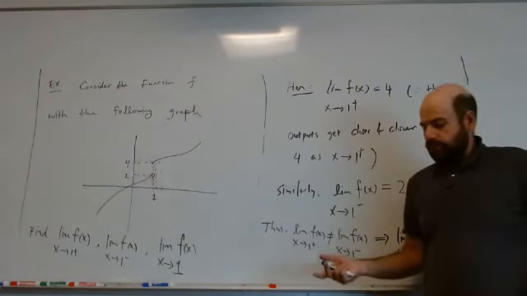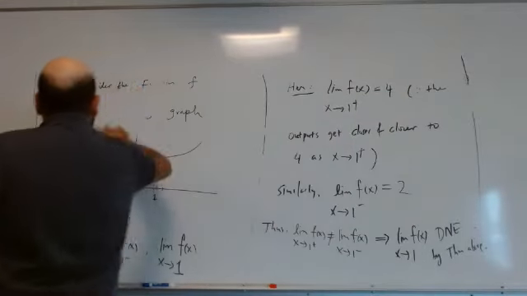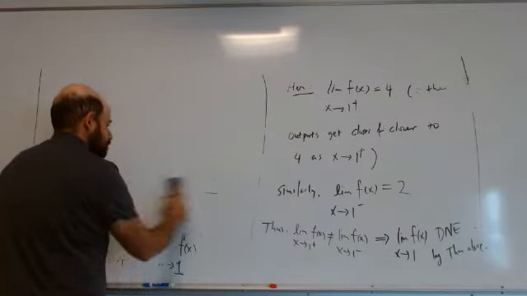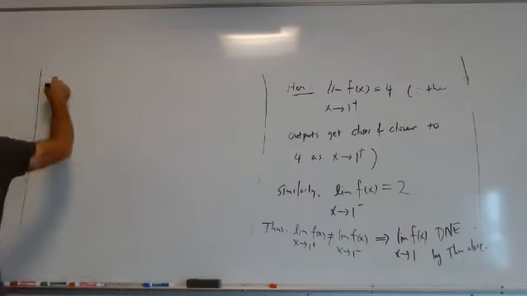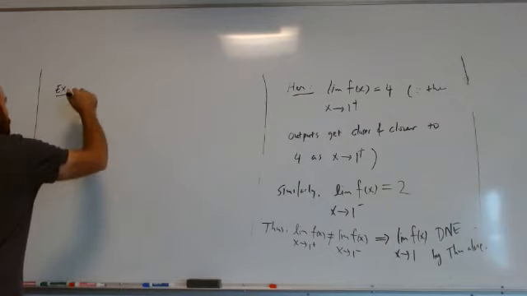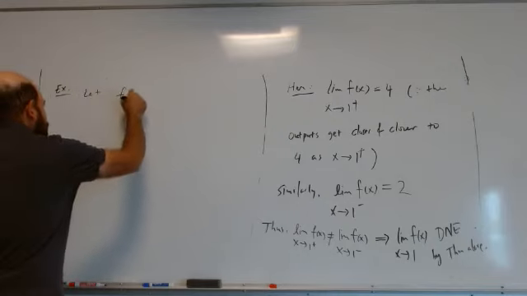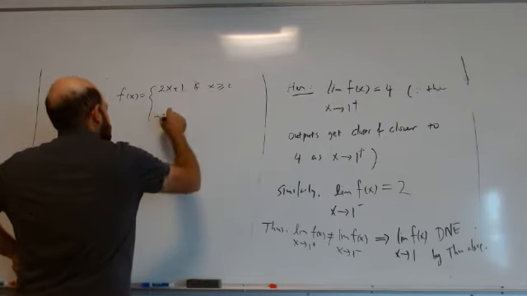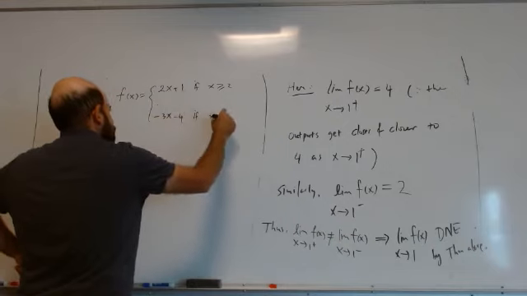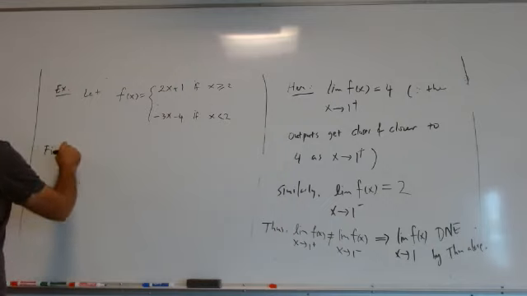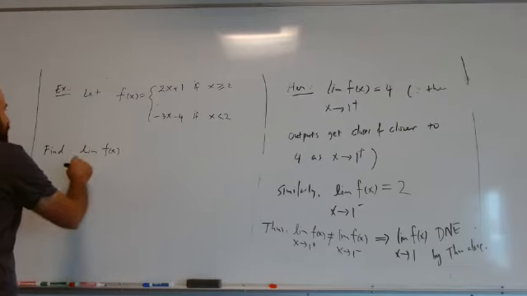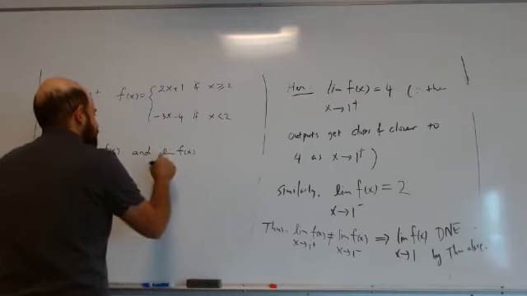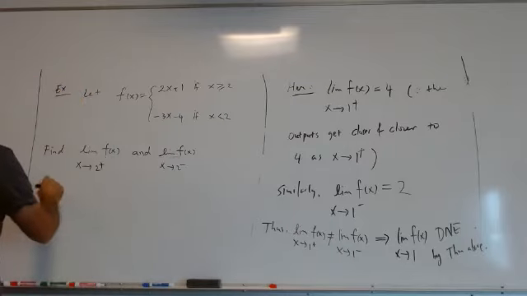We can also, of course, do an example with a formula. So let's say, example, let f of x equal 2x plus 1 if x is bigger than or equal to 2, and 3x minus 4 if x is less than 2. Find the limit of f of x as x approaches 2 from the right, and the limit of f of x as x approaches 2 from the left, and the whole limit.